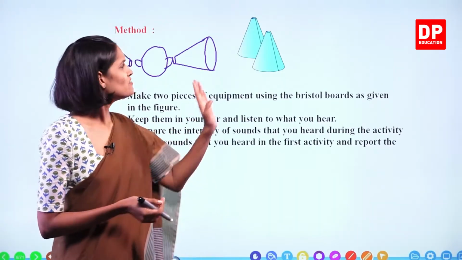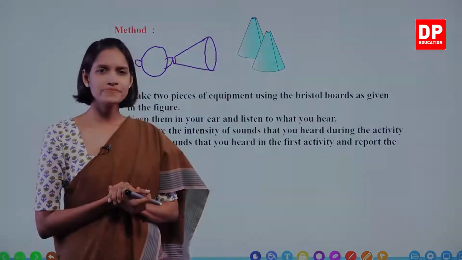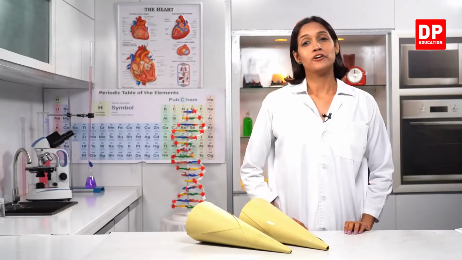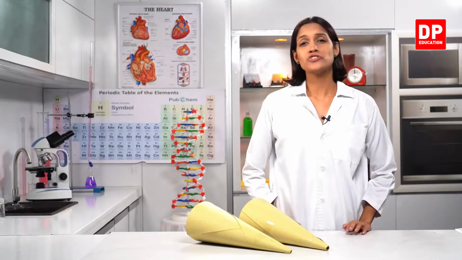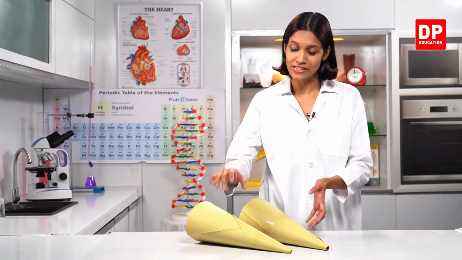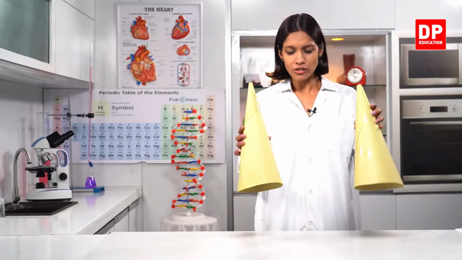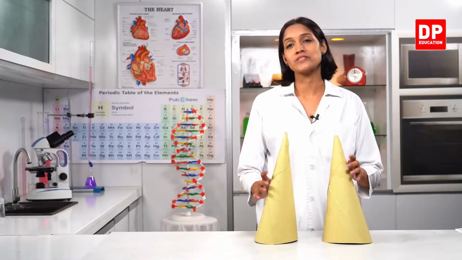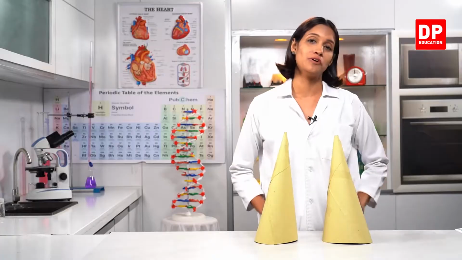Right, children? We will do this activity now. Okay, children. Now we are going to do this activity to check whether we can hear the sounds in the environment clearly using this type of equipment. Look at these 2 cones. Now I explained to you how to make these cones, right?